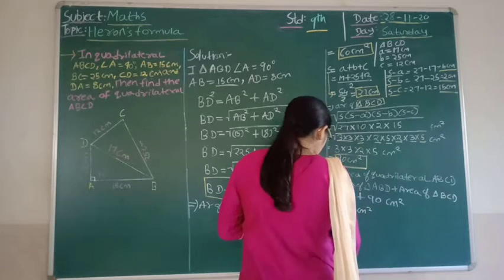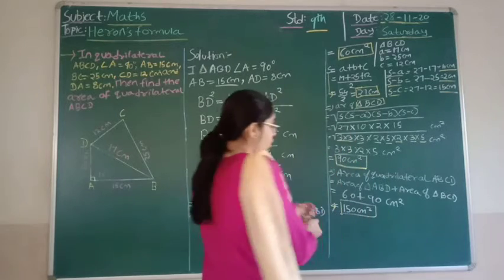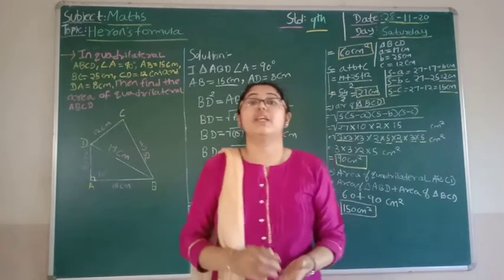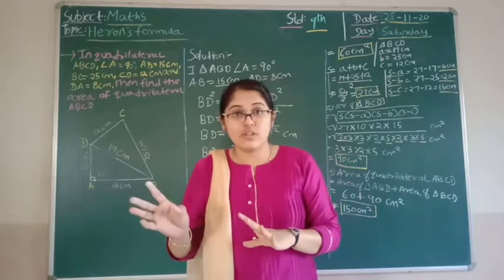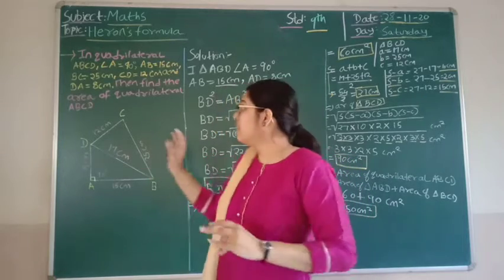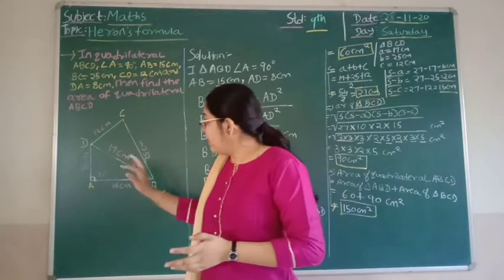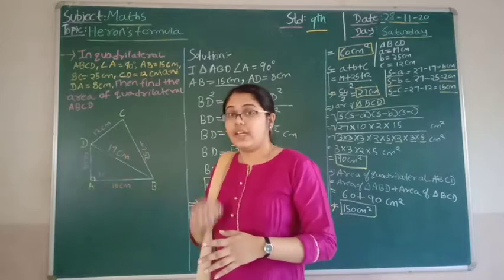So by this I can say the area of the given quadrilateral is 150 centimeter square. So students, in this sum we were given the quadrilateral and we need to find the area of it. We have basically given two triangles. The very first triangle is a right angle triangle.